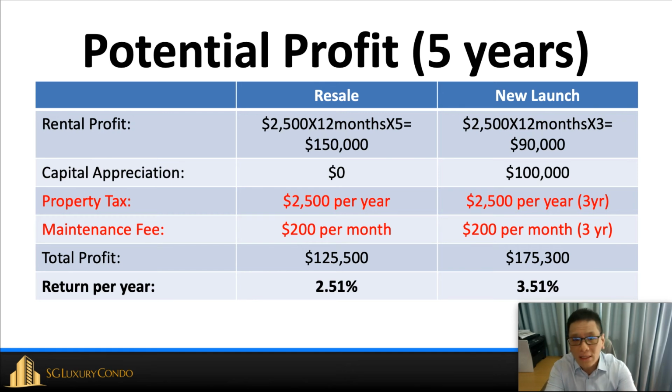Okay, and if we look at the new launch, of course, as I said, 2 years we have the construction phase and 3 years we have your rental before these clients start to sell. So the new launch will be 90,000 from the rental and 100,000 from the capital appreciation. And then after you minus off your property tax and maintenance fee, which only start after TOP, a period of 3 years, your total profit will be 175,000, which is 50,000 more than the resale's total profit. So your return per year is actually 3.5%, which I think seems more sensible. That's why I would prefer to recommend this property to my client.